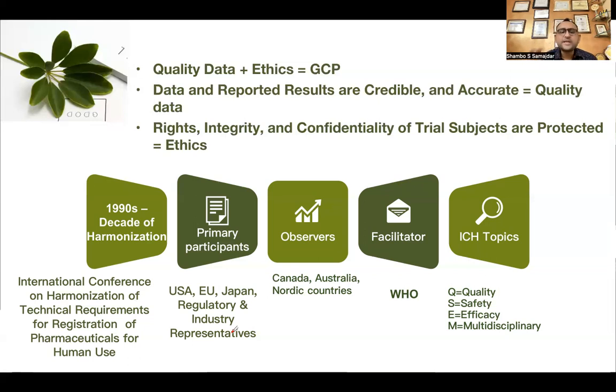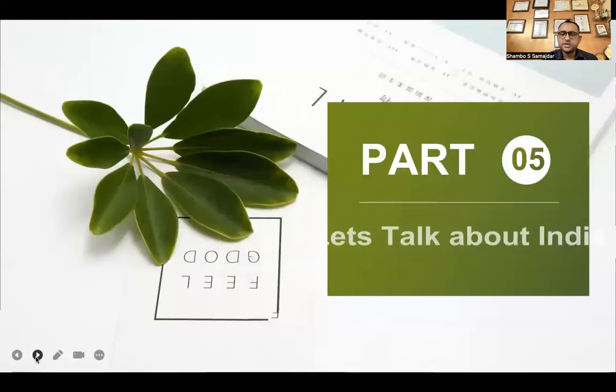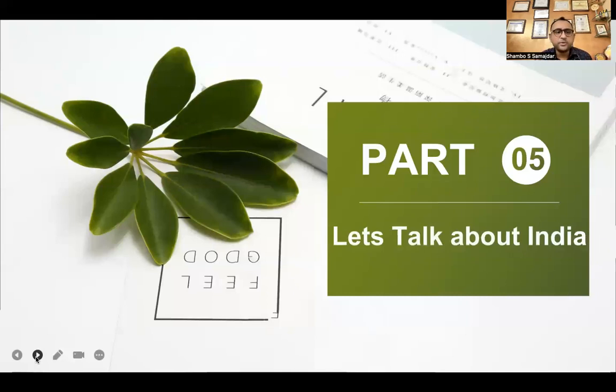And from that conference, we got four ICH topics, the broad headings: quality, safety, efficacy, and multidisciplinary. And among the efficacy part, the E6 version is the good clinical practice guideline that we need to understand. So we already talked about ethics, because without ethics, clinical research is a weak zero. We need to understand the ethics.